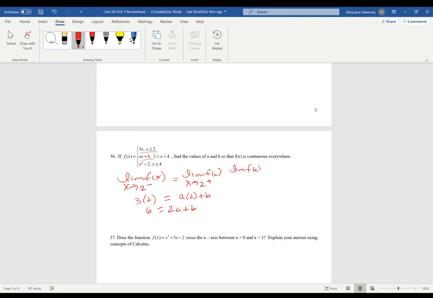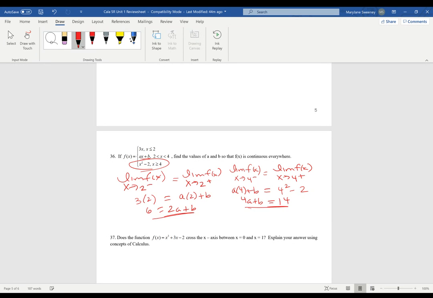Also, to be continuous everywhere, there cannot be a break at 4. So the limit of f of x as x approaches 4 from the left has to equal the limit of f of x as x approaches 4 from the right. So 4 from the left, to the left of 4 would be this interval. So that'd be a times 4 plus b. The right would be here. So that's 4 squared minus 2. 4a plus b. 16 minus 2 is 14.